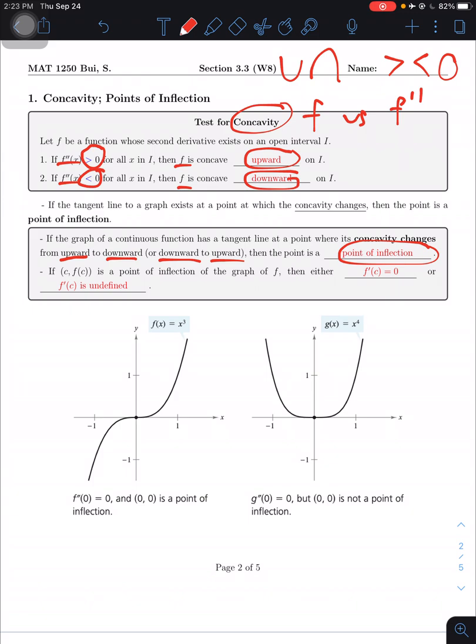If a point (c, f(c)) is a point of inflection, then either of two things can happen: the first derivative equals 0, or it is undefined. I feel like this should be the second derivative, not the first derivative, because this is the definition for critical numbers. So let me change it really quick, and I'm so sorry for this. I'm going to upload and fix the note. This one should be double prime, and this one should also be double prime.